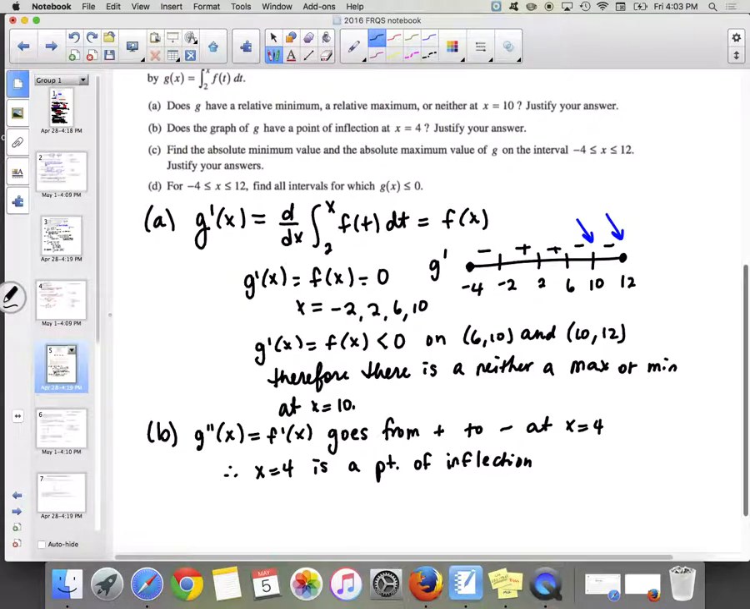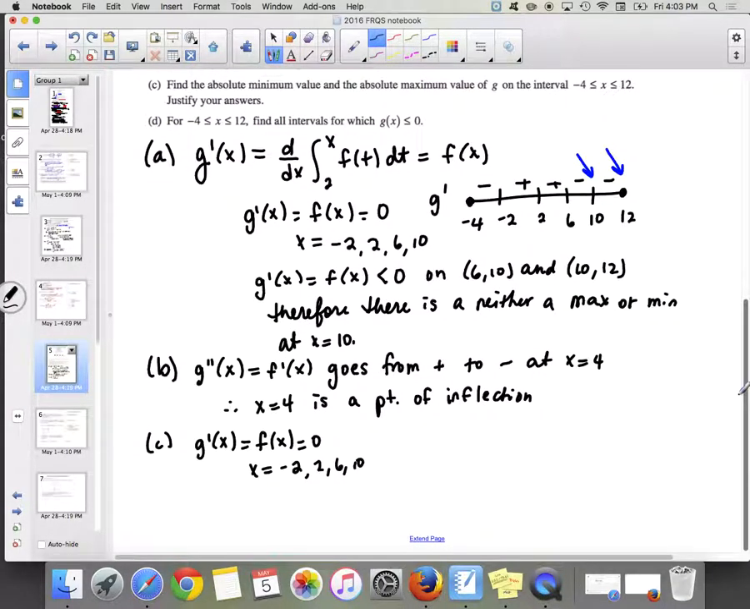All right, so part C. It says find the absolute minimum value and the absolute maximum value of g on the interval -4 to 12. Justify your answers. Okay, so first of all, for finding the absolute max or min, I do need to find where I have those critical values. So we already found that, but let's write it again. So we have g prime of x, which is equal to f of x, is equal to 0 at x equals -2, 2, 6, and 10. But we also have to consider the endpoints.